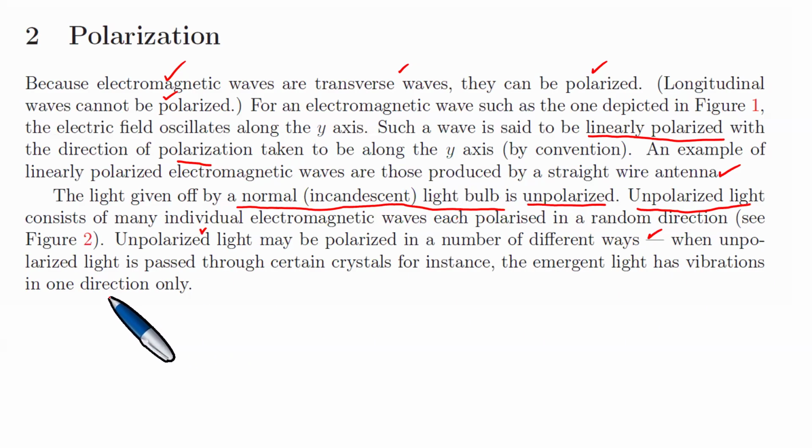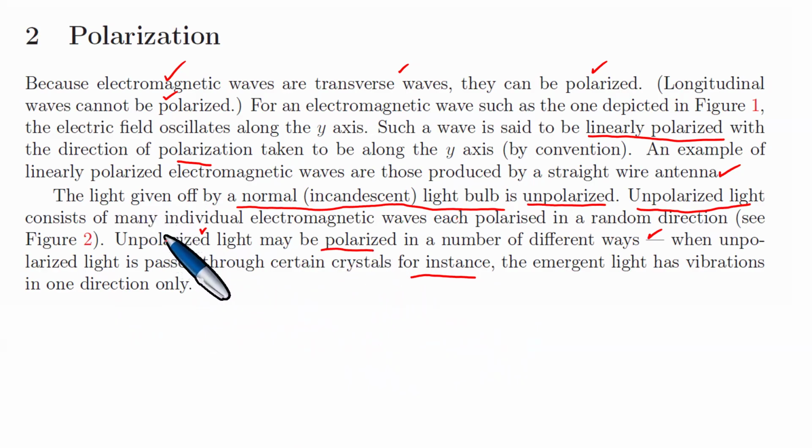When unpolarized light is passed through certain crystals, the emergent light has vibrations in one direction only. So at this point, the unpolarized light may be polarized.